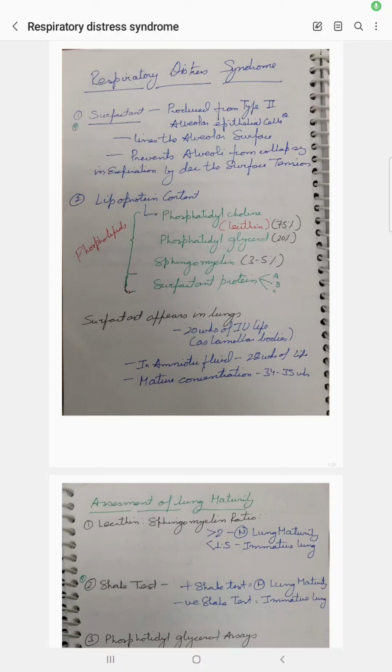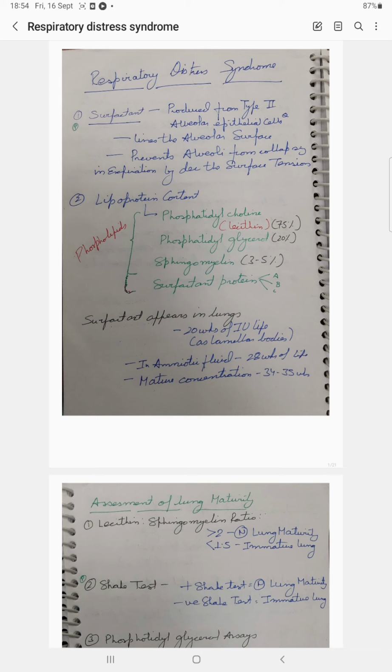Hello friends. So today we are going to study neonatology. One of the most important topics in neonatology is respiratory distress syndrome. Respiratory distress syndrome has been asked multiple times in all the exams, like NEET PG, MCI, in every exam. So today we are going to deal with respiratory distress syndrome.